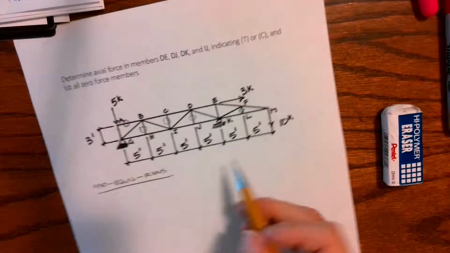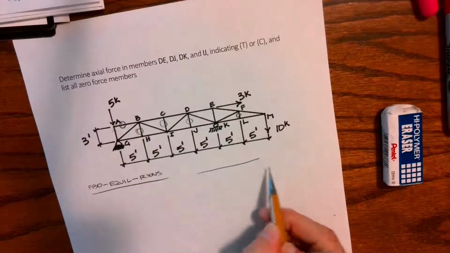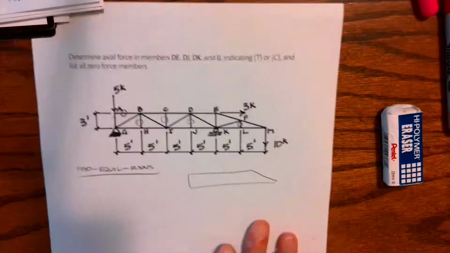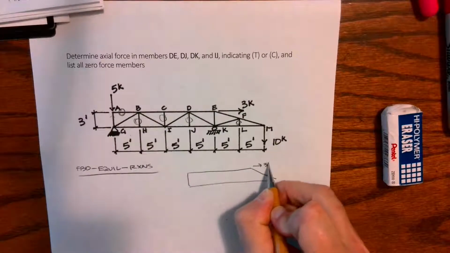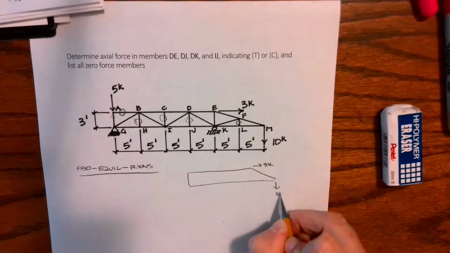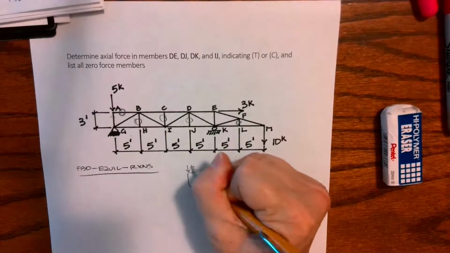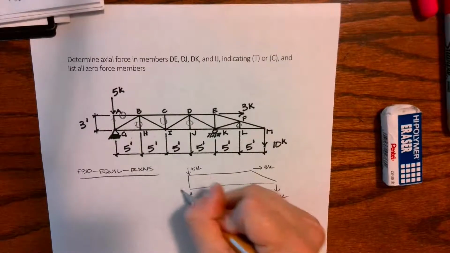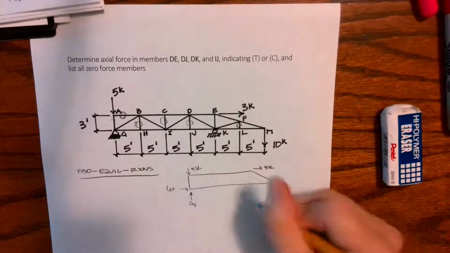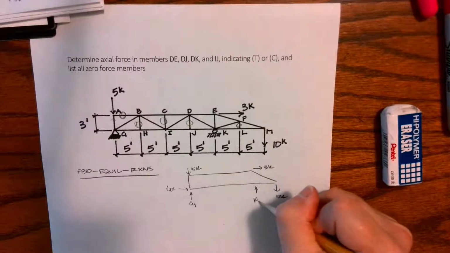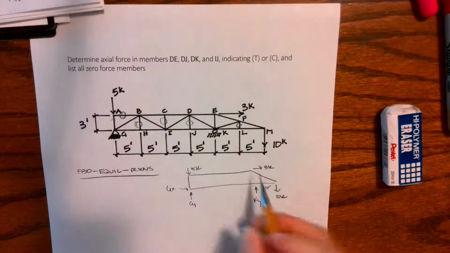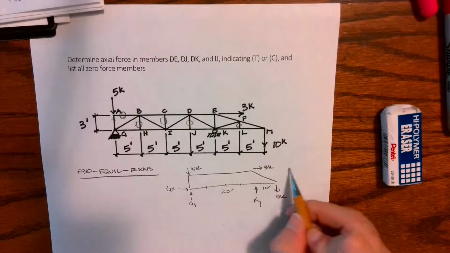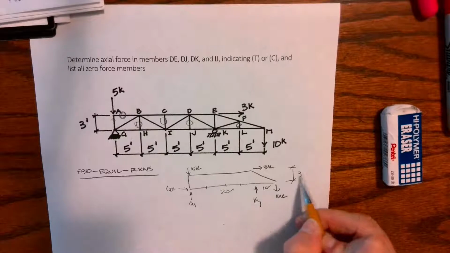So we're going to draw a picture overall. Kind of looks like a little spaceship there. And I have 3 kips. I have 10 kips. I have 5 kips. I have GY. I have GX. I have KY. This is 10 feet. This is 20 feet. This is 3 feet.